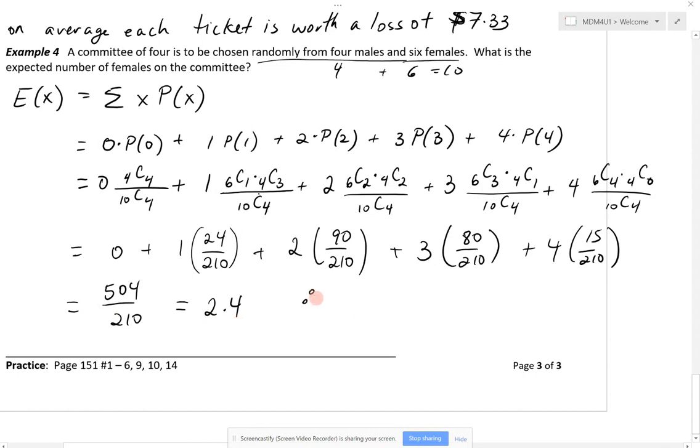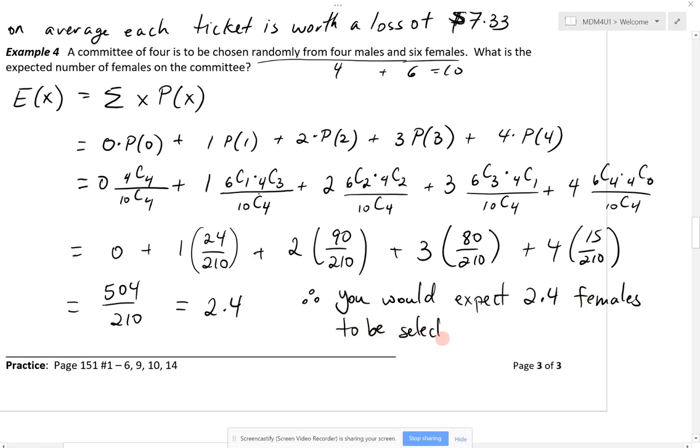So therefore, you would expect 2.4 females to be selected for the committee. Okay, and that ends 4.1.